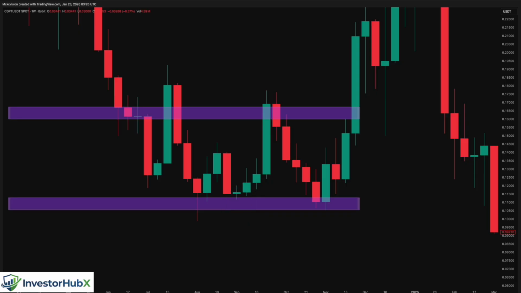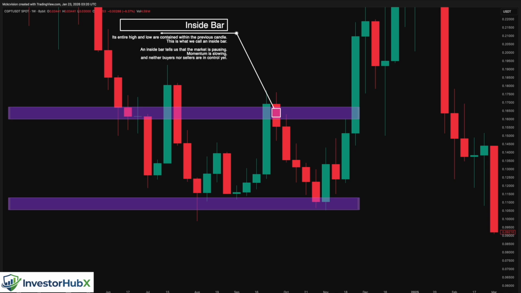Now let's look at it again. Price first finds support at a key level, then rallies back up into resistance. Once again, we see an inside bar, with the candle's range fully engulfed by the previous one. When this type of pause forms at a key level, it often precedes a move away from that area, in this case, to the downside.